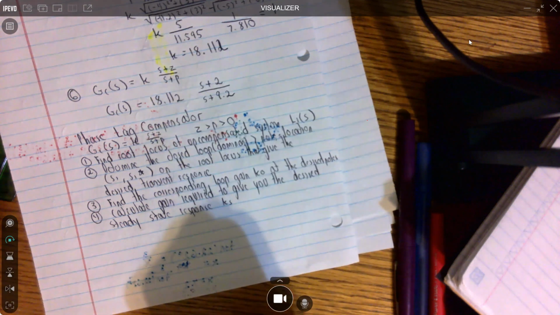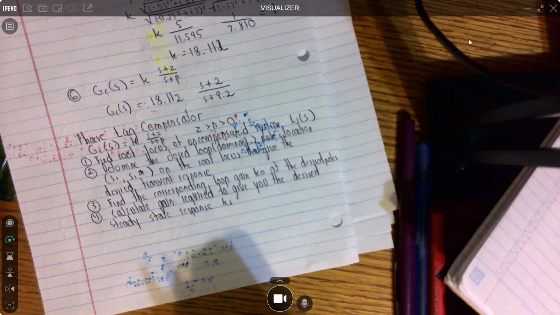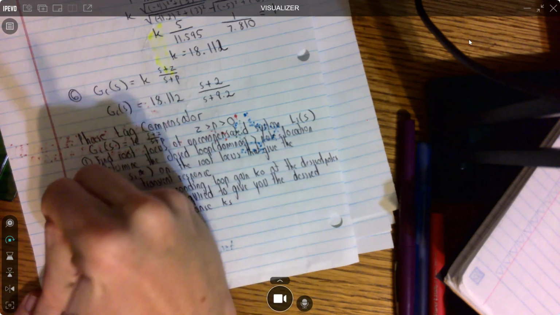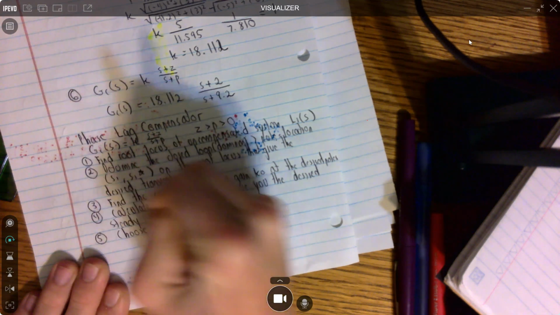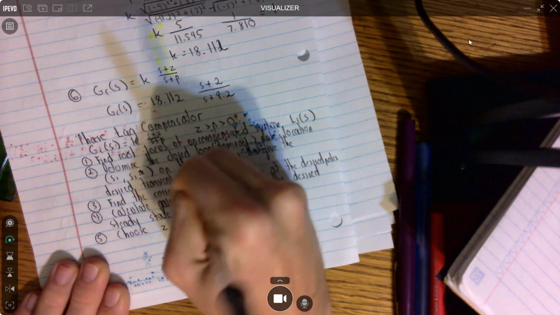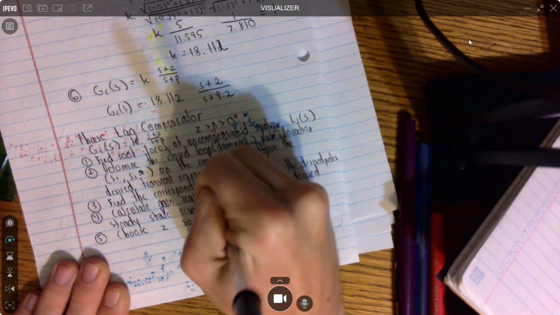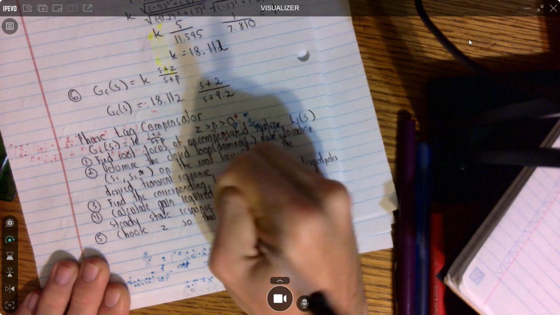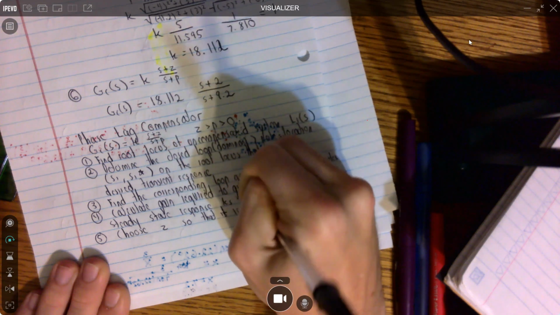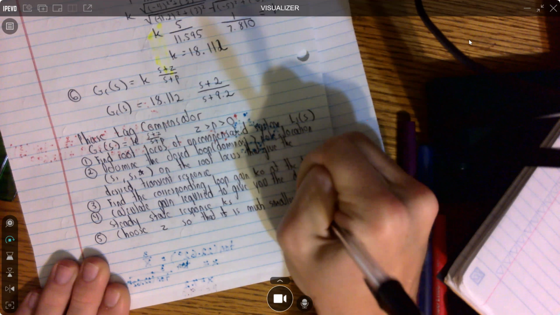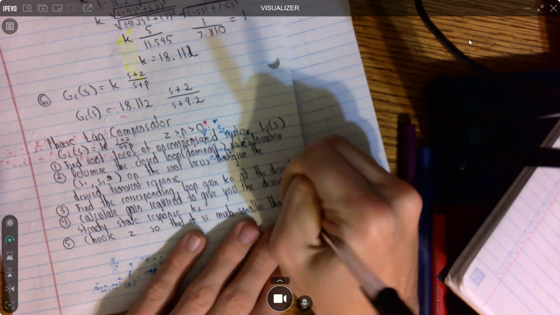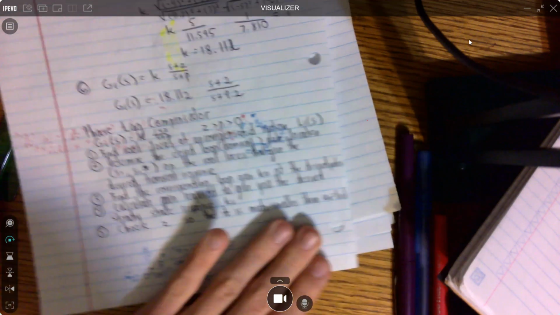And then what we're going to do is pick, or choose, z so that it is much smaller than omega n, where omega n is equal to the absolute value of your s1, your dominant pole.